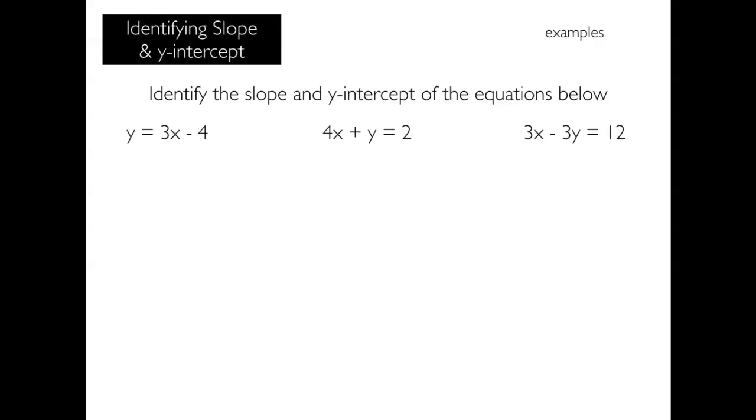You should get y equals negative x, which is negative 1, plus 4. Y-intercept is 4. Slope is negative 1 over 1.